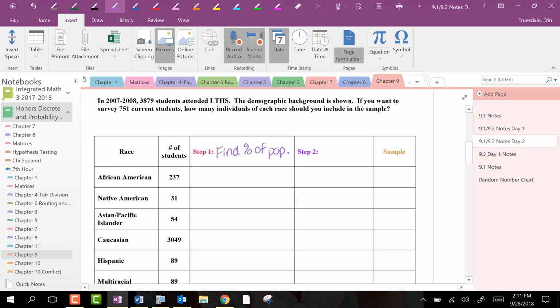Okay, so they told you the total number of students in the problem. And so we would just take the 237 out of 3,879 to get 0.061. Okay, so 6.1% African American. Then you move on. So then you got 31 out of 3,879, so 0.008. Okay, and so you would fill in the rest of the chart. Any questions on how we're getting these numbers?